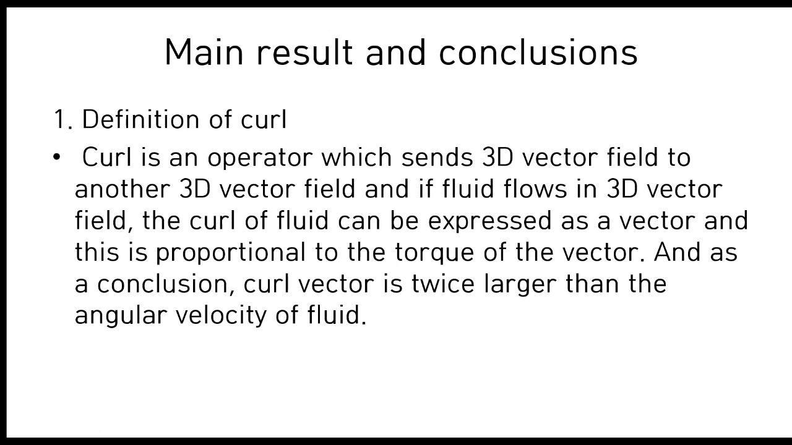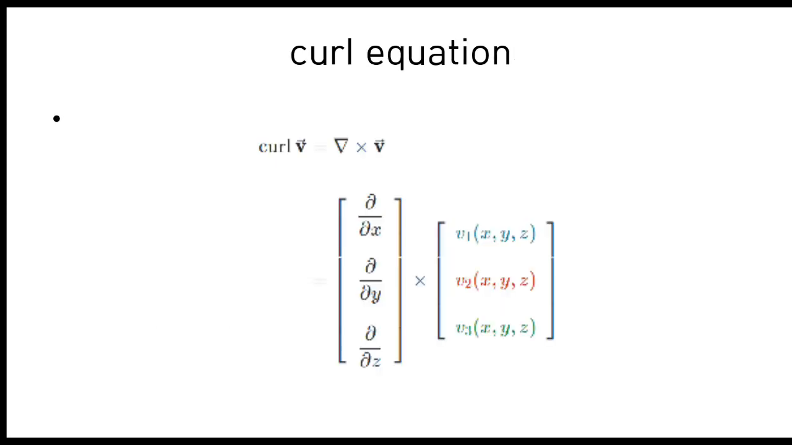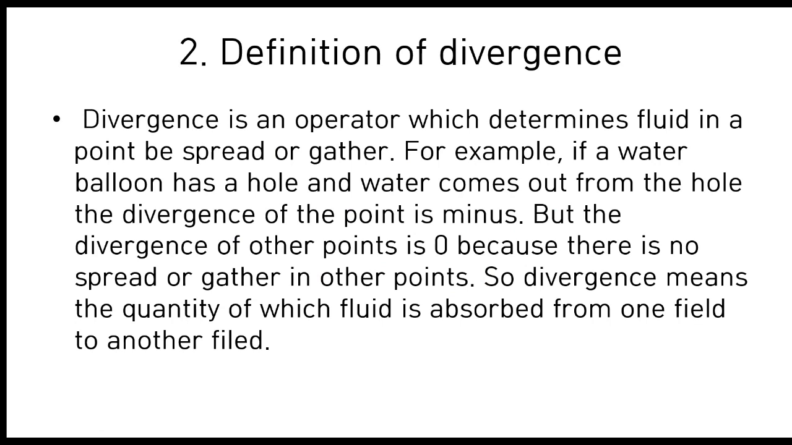Definition of curl. Curl is an operator which sends 3D vector field to another 3D vector field, and if fluid flows in 3D vector field, the curl of fluid can be expressed as a vector, and this is proportional to the torque of the vector. And as a conclusion, curl vector is twice larger than the angular velocity of fluid. This is curl equation.